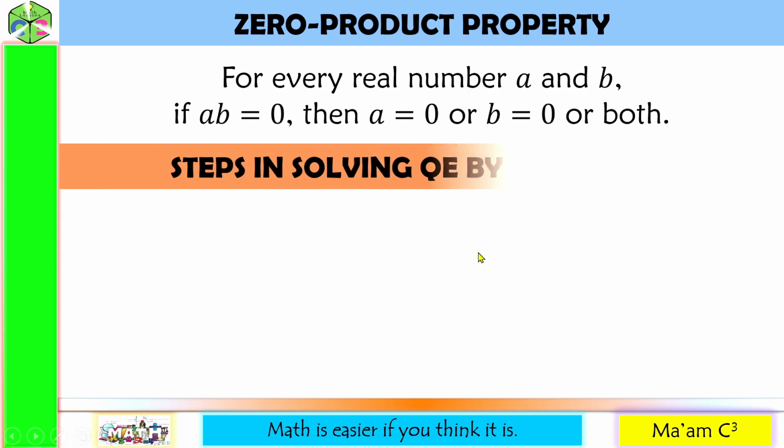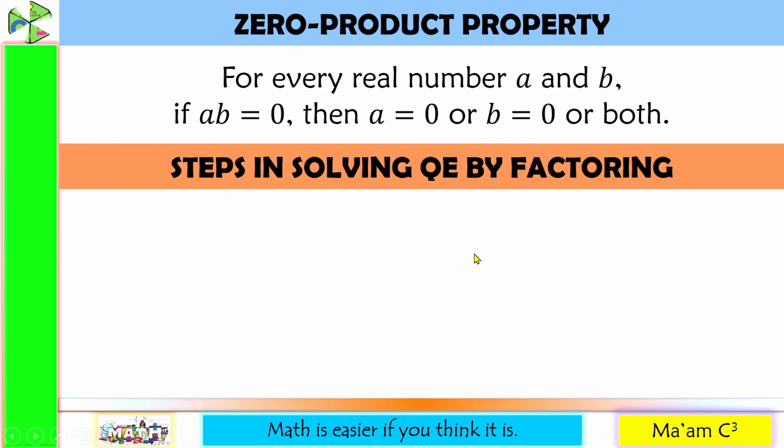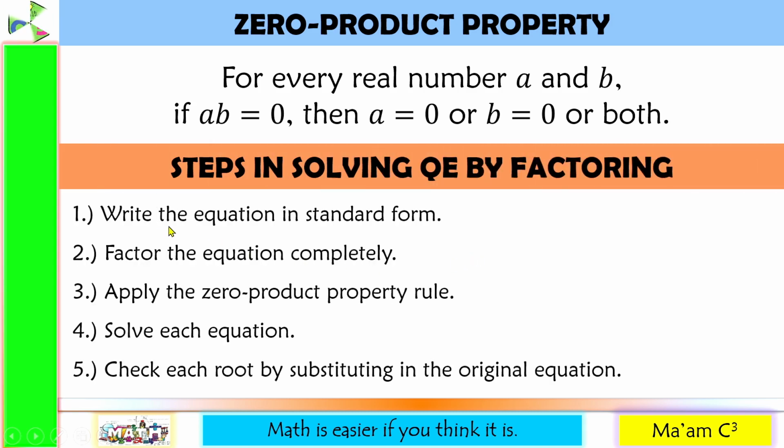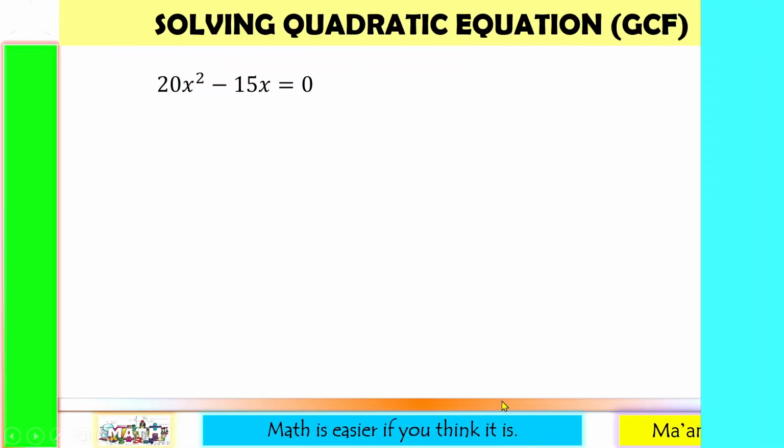Here are the steps in solving quadratic equation by factoring. 1. You have to write the equation in standard form. I bet you already know that. Number 2, factor the equation completely. So you really need the knowledge about factoring. Number 3, apply the zero product property rule. Number 4, solve each equation. And last one, check each root by substituting in the original equation. Let us have an example.